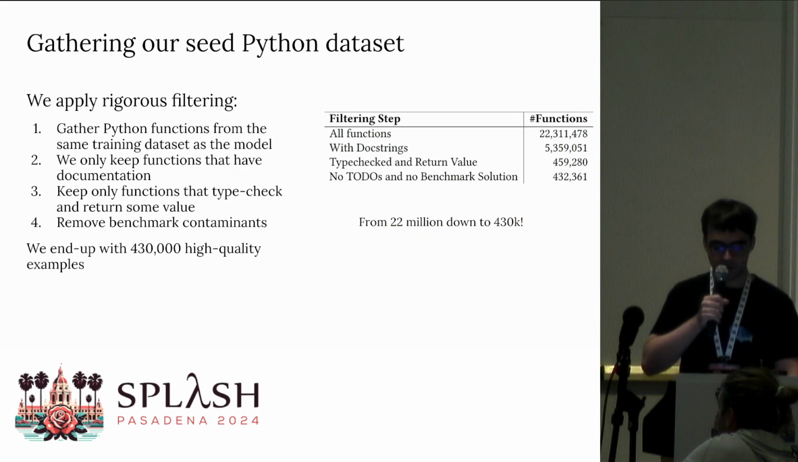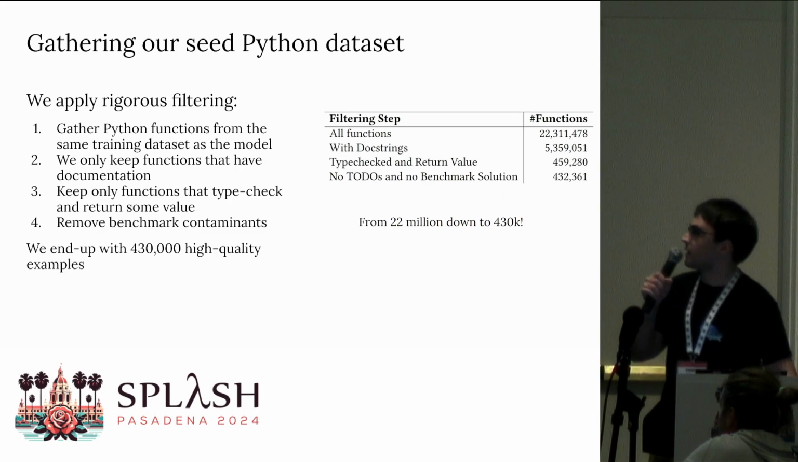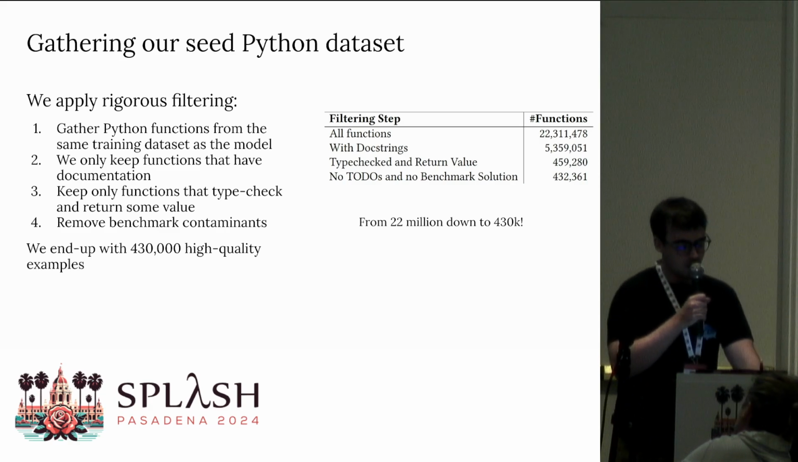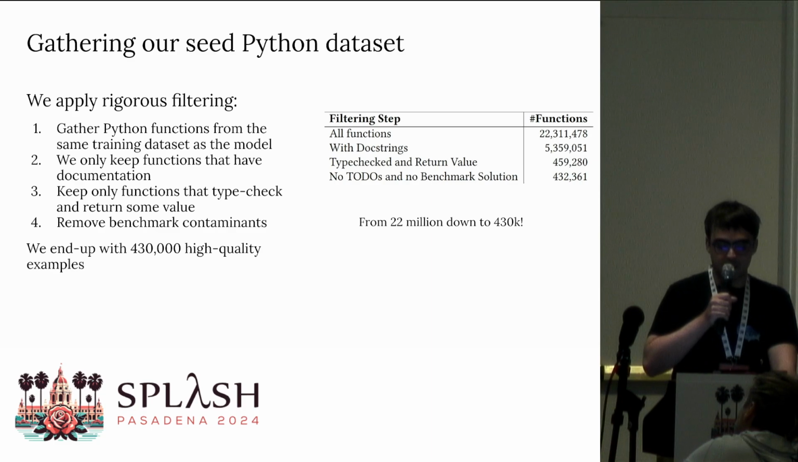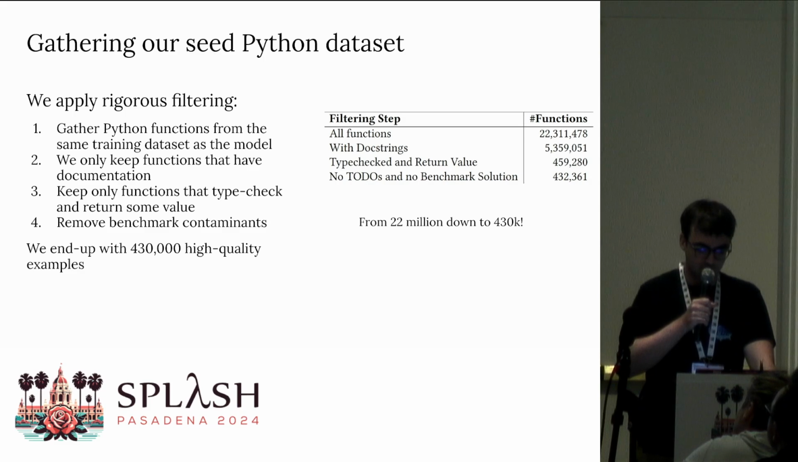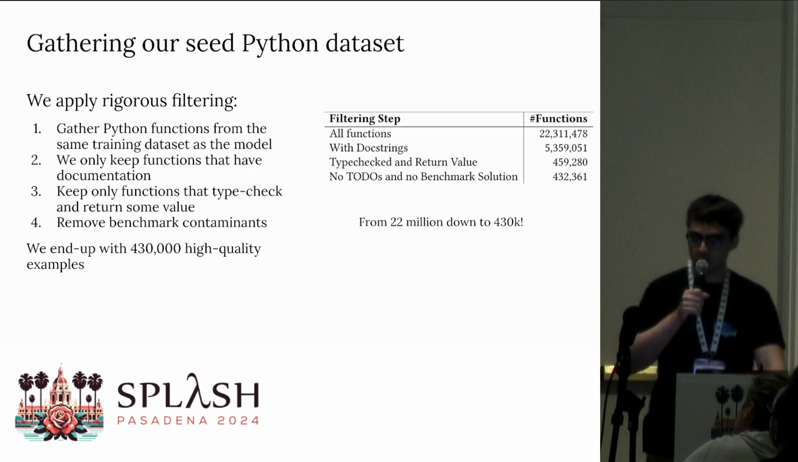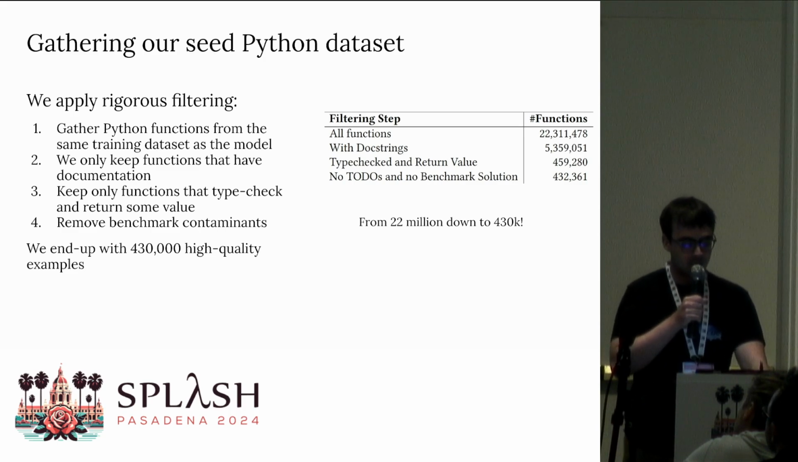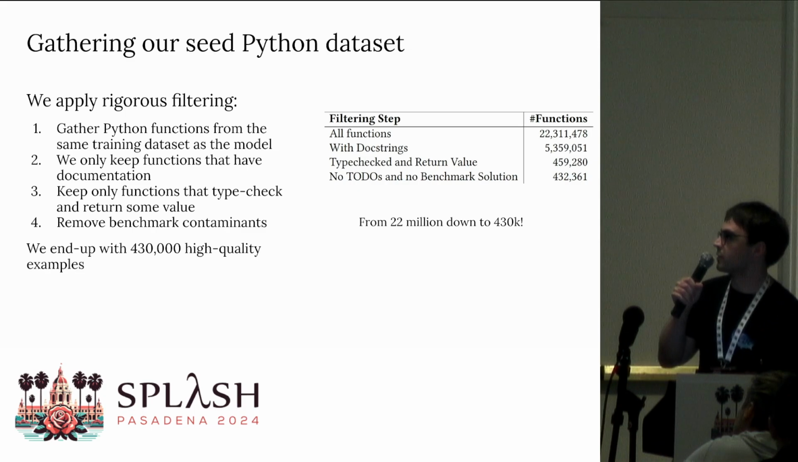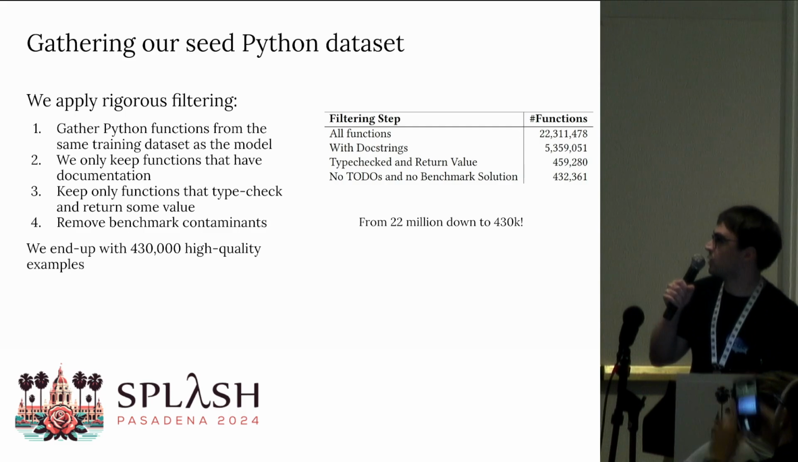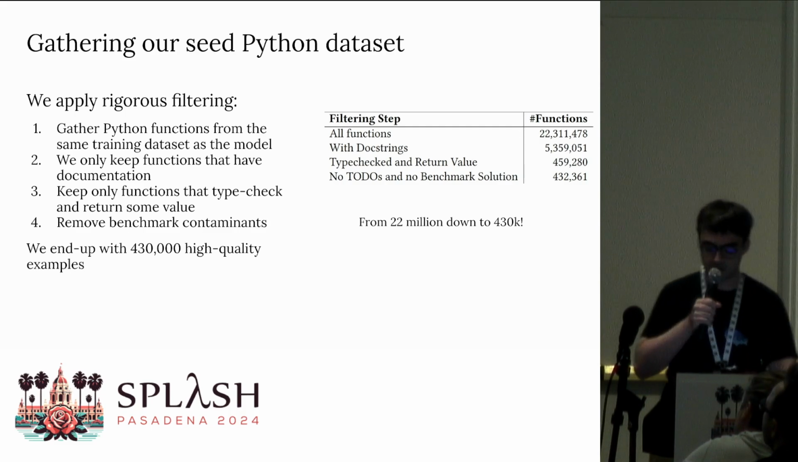And to do that, we first gather a data set of seed Python functions which we can translate. We particularly get ones from the same training data set as the model. And then we filter them down to ones that have documentation, that type check, and we also remove benchmark contaminants to make our evaluation clean. And through this process, we filter down 22 million functions to 400,000.